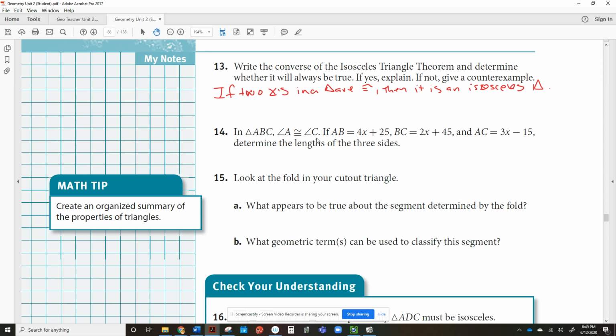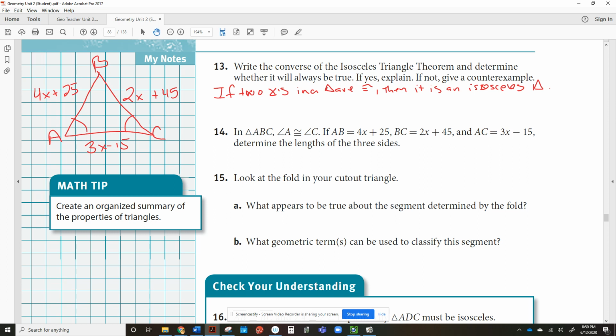So in triangle ABC, now I'm going to draw a triangle, but I'm not going to put the letters here. I like these to be my base angles. They don't have to be, but I like them to be. So I'm going to call that angle A and angle C because it tells me that they're congruent. Well, that means that this one up here has to be called B. So if side AB is 4x plus 25, and side BC, and this is only possible because I have a picture, and AC is 3x minus 15, then I can find the lengths of all three sides.